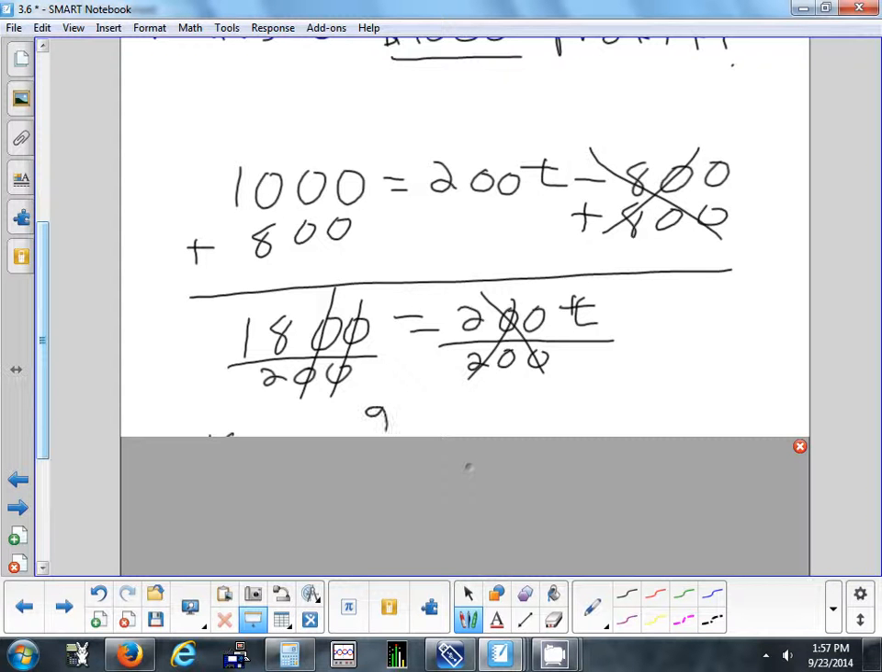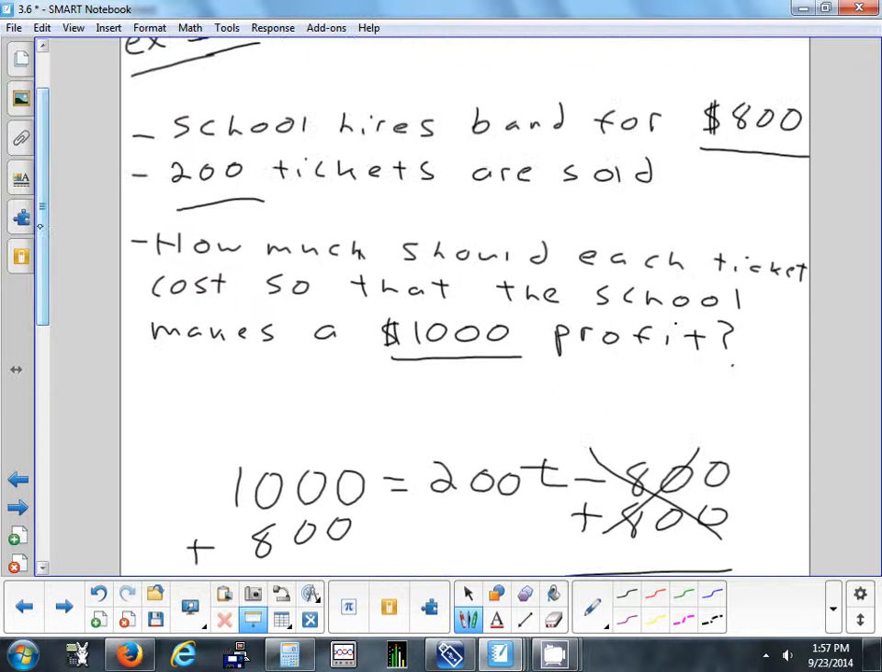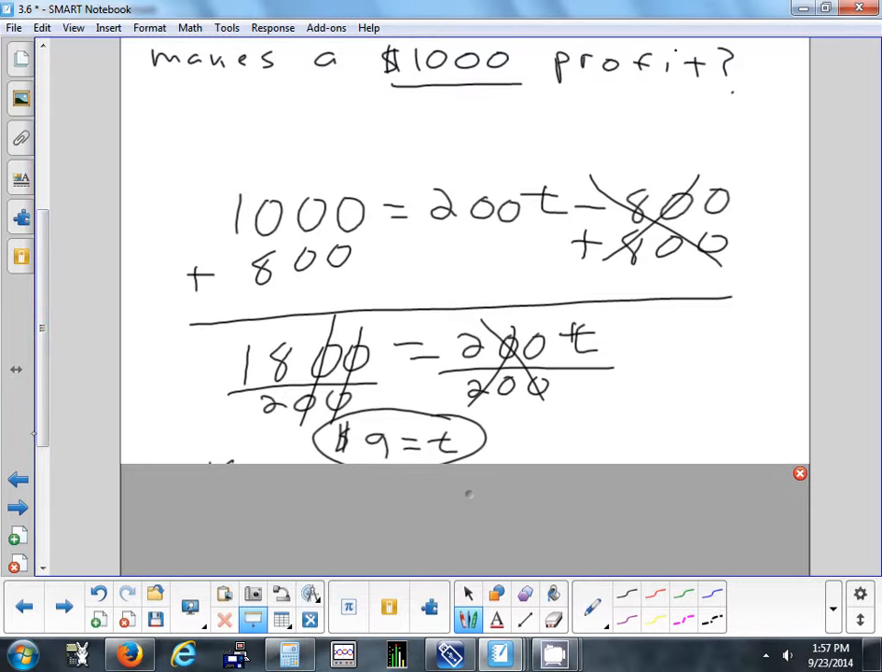Okay, so in this case, if they know it's going to cost $800 for the band, they're going to sell 200 tickets, and they know they want to make that much money, they'd have to sell each ticket for $9. Okay, let's try one more.